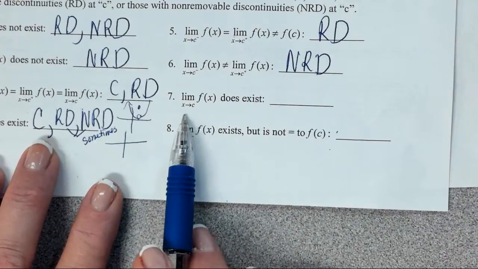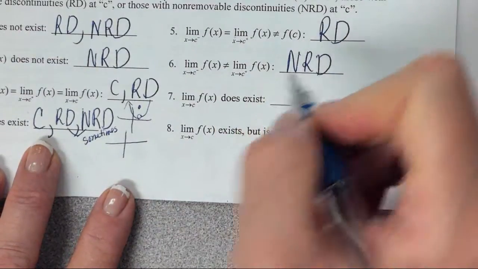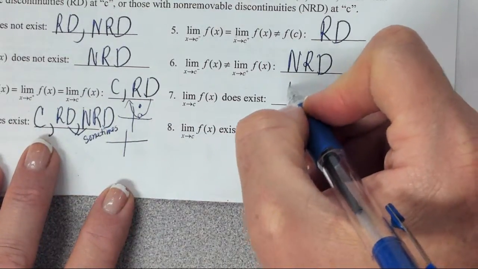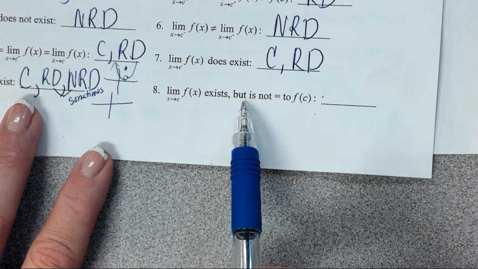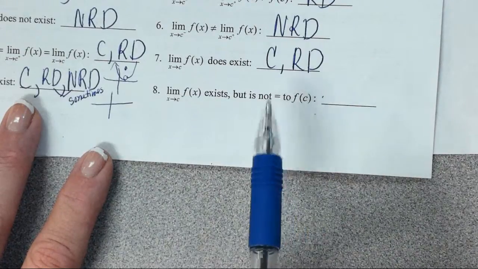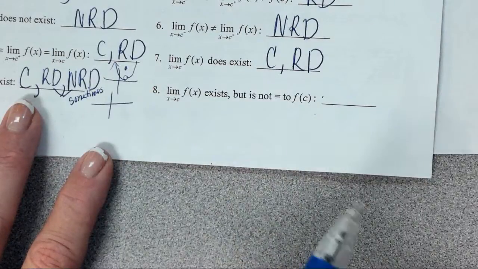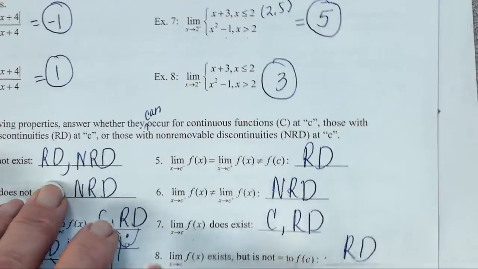And then, where is it that the limit does exist? Which of the three can have that happen? Let's think, how many would there be? There'd be two. What are they, Kara? Good, continuous and removable. Good job, guys. Number 8 says that the limit exists, but the limit is not equal to f of c. There's only one time this can happen. Kyle, what do you think? Yep, you're right. Removable. Okay? Make sense? That should help you to figure all that out a little bit.